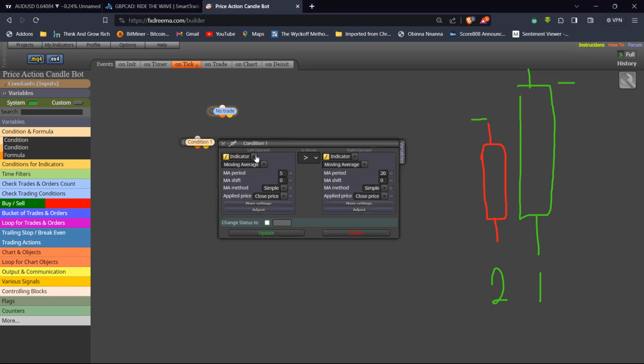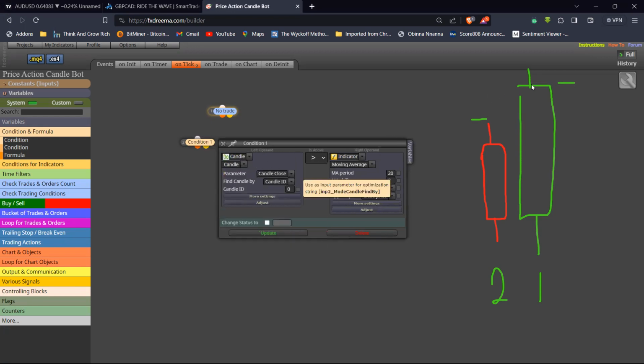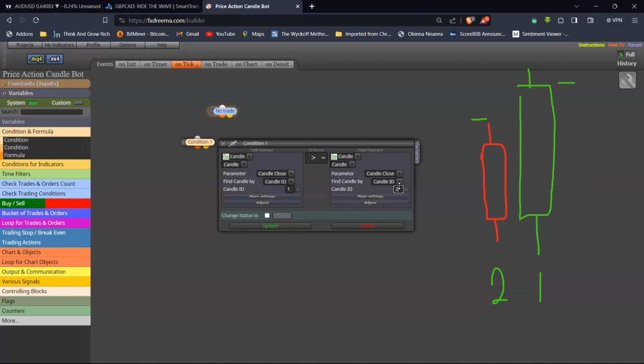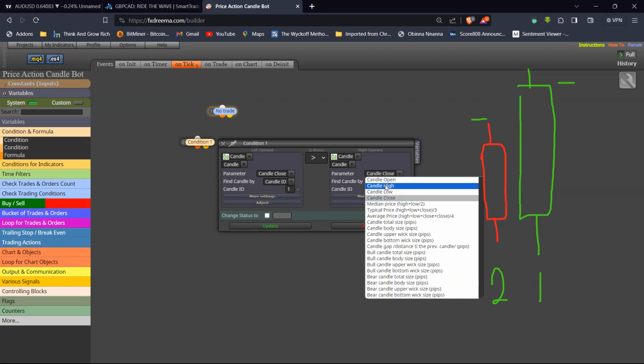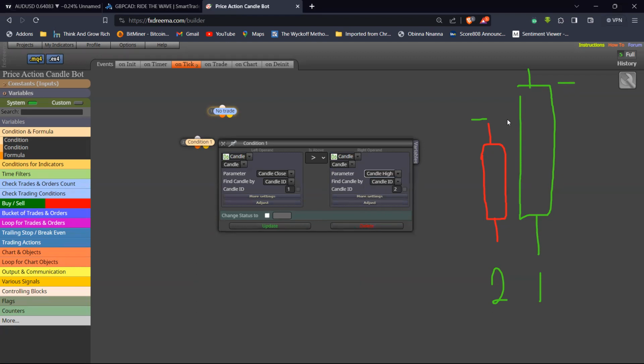And then what's that condition 1? Before we were looking at an indicator, but now we're going to check candles. So we want to check that candle ID 1's close is greater than candle ID 2's high. If candle ID 1's close is higher than candle ID 2's high, that's one of the first conditions.